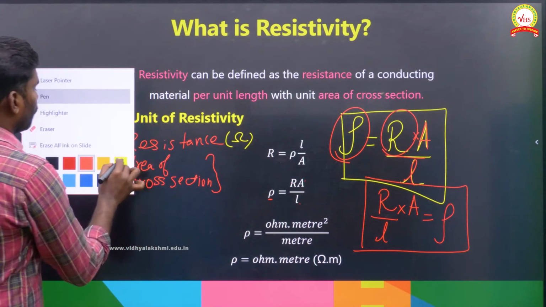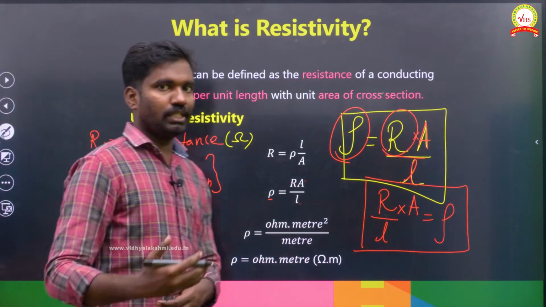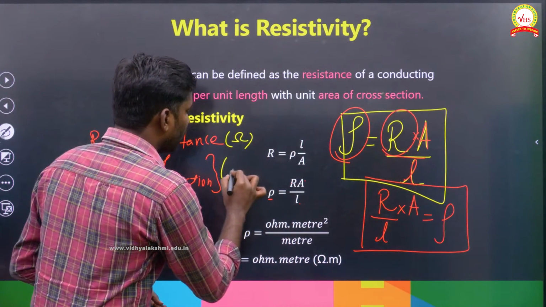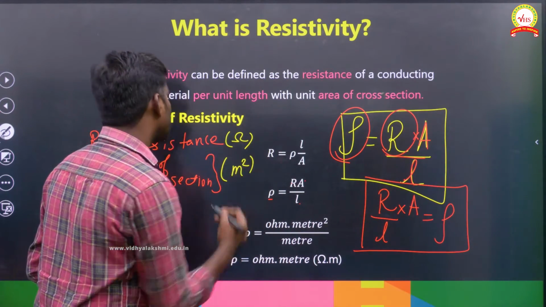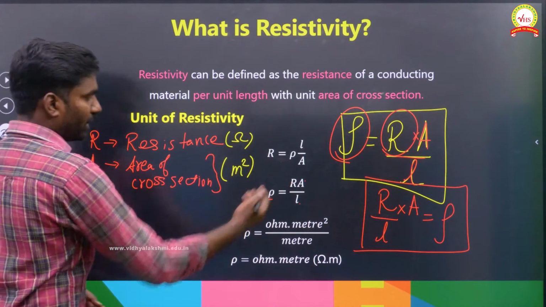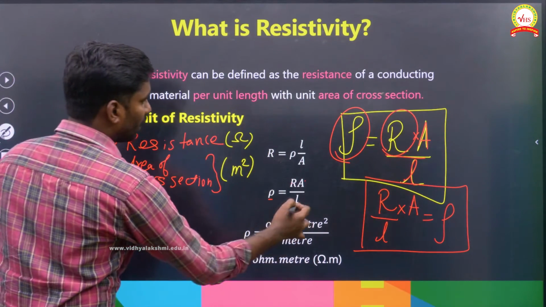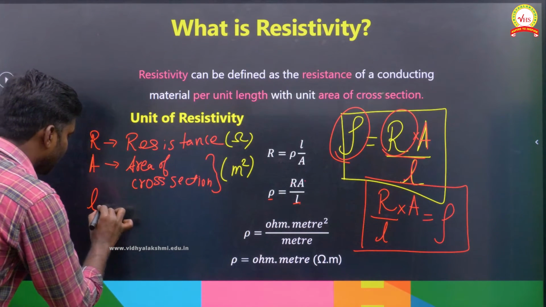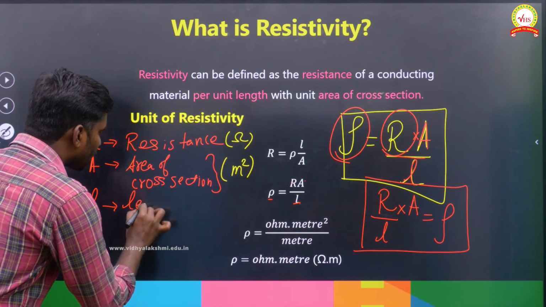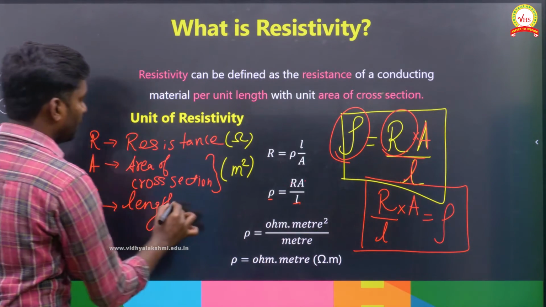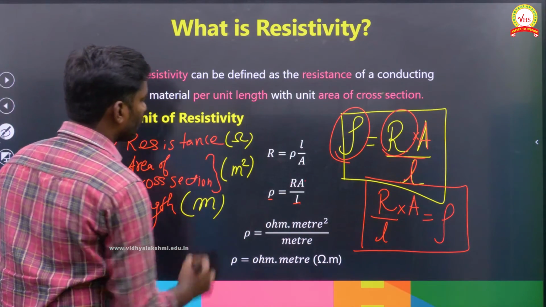What is the unit of area of cross section? We know that area is length into breadth, right? The same applies here. Meter into meter, so meter square. Area of cross section unit is meter square. And what is the third quantity in this formula? We have L. What does L represent? L represents the length of the conducting material. So what is the unit of length? The unit of length is meter.